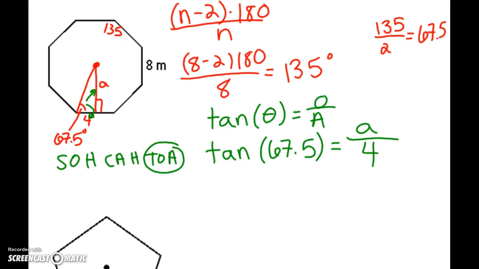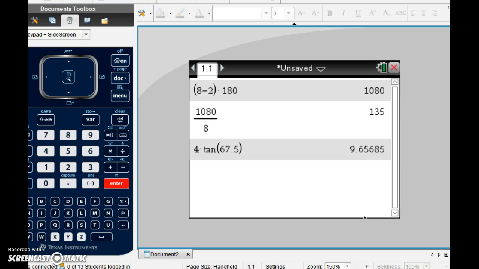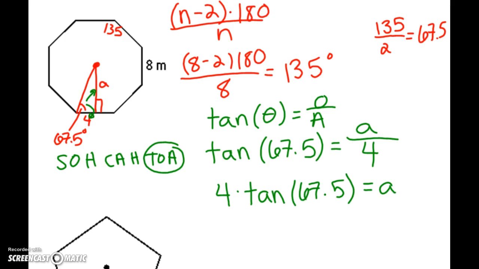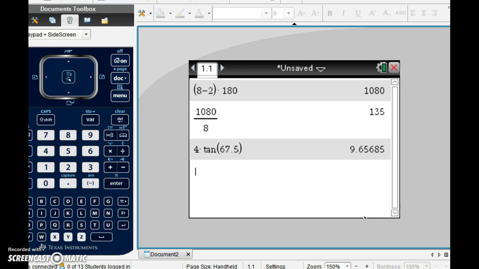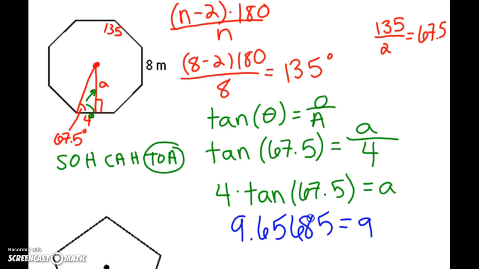If I solve that for A, I end up with 4 times tangent of 67.5 equals A. I'm going to go back to the calculator, type it in, and I get 9.65685. So A equals 9.65685. Okay, now I need to plug this into my formula for the area.